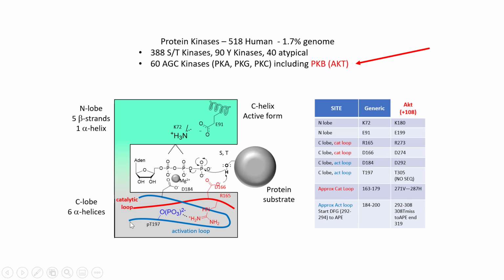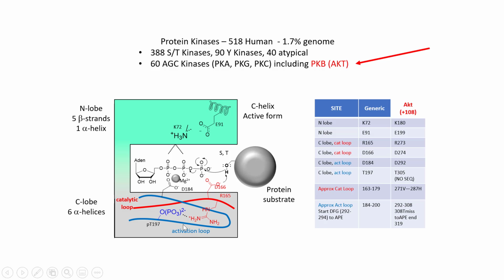In the C lobe, there are 6 alpha helices. Note there are also some key loops. There's the activation loop shown in blue and the catalytic loop shown in red. Now, this activation loop, as shown here, is phosphorylated on threonine 197. This is the active conformation of the enzyme.